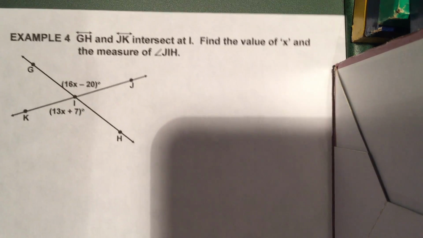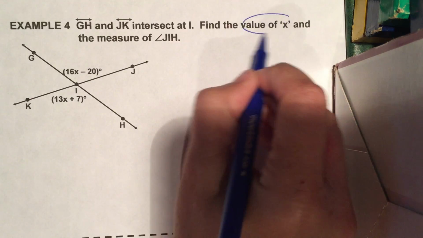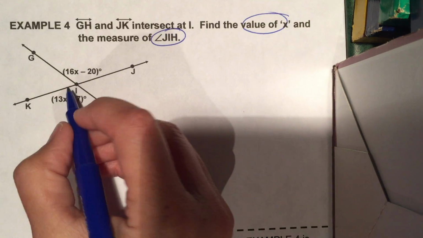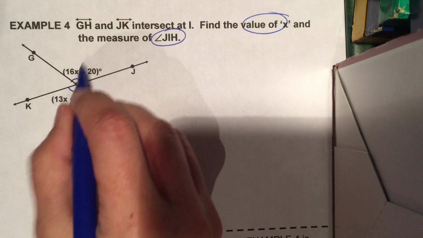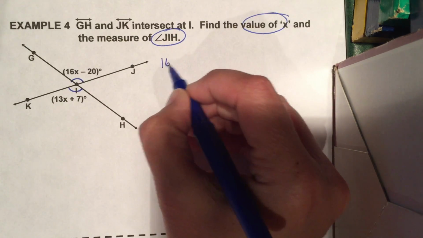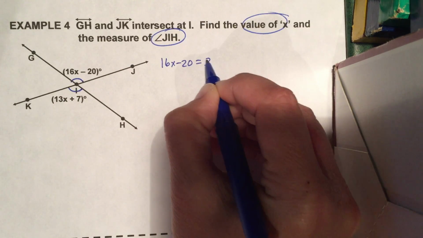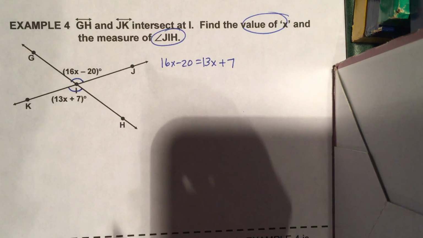On example 4, you're looking at more vertical angles. So we're looking at these vertical angles here. Let's go ahead and solve these. Again, find the value of x and find the measure now. Well, we know that these two angles are vertical because it's two intersecting lines and they're across from each other. They're non-adjacent. So I know that 16x minus 20 has to equal 13x plus 7. So I'm going to solve this for x.